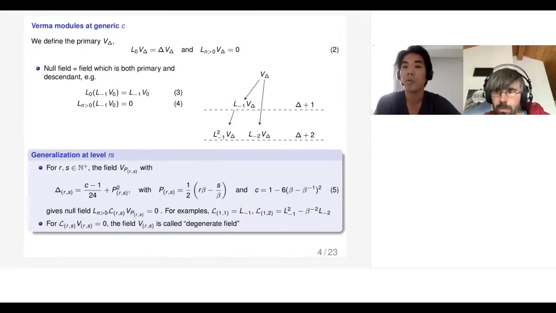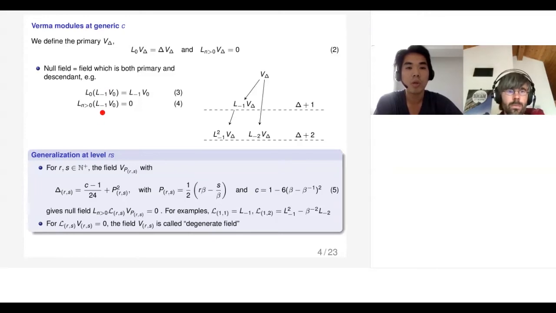We obtain a tower of infinitely many fields called the descendants. For instance, at level 1, we have one descendant. And in general, some combination of these descendants could give you another primary. So this would be the definition of a null field. For instance, if you start with a primary with 0 dimension, you will find that its descendant at level 1 is itself another primary. So this would be the null field at level 1.